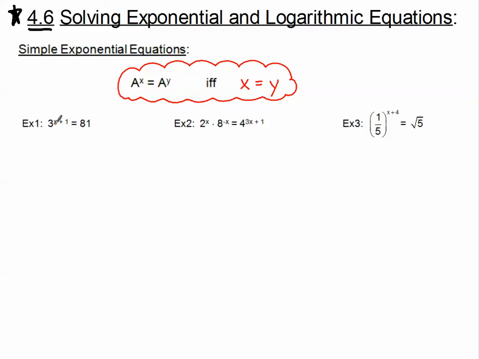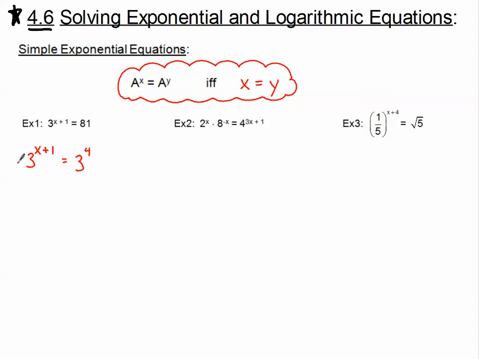I have 3 raised to the x plus 1 power, and that is equal to 81. Well, 81 is not just some random number. I also know 81 as 9 squared. It's a perfect square. That doesn't really help me to write it as a base 9, though, since I'm using base 3 on this left side. I also know that 81 is 3 to the 4th power. So I don't do anything to the left side. 3 to the x plus 1 stays the same, but the right side turns to 3 to the 4th power. Then I have written both sides using the same base, base 3.